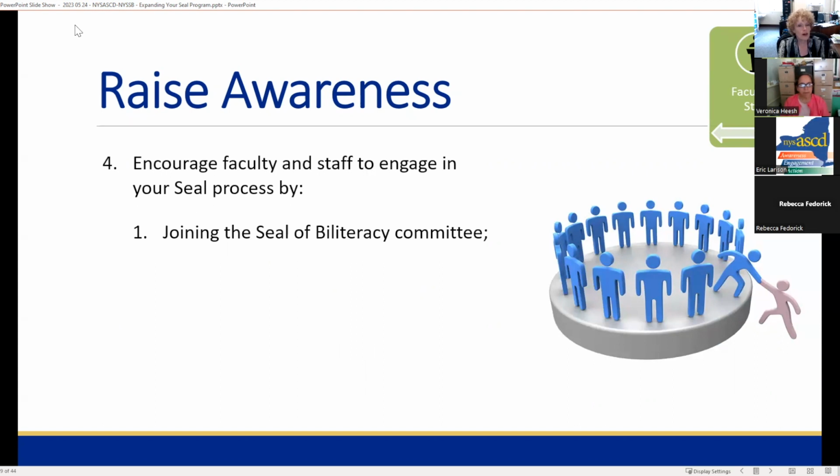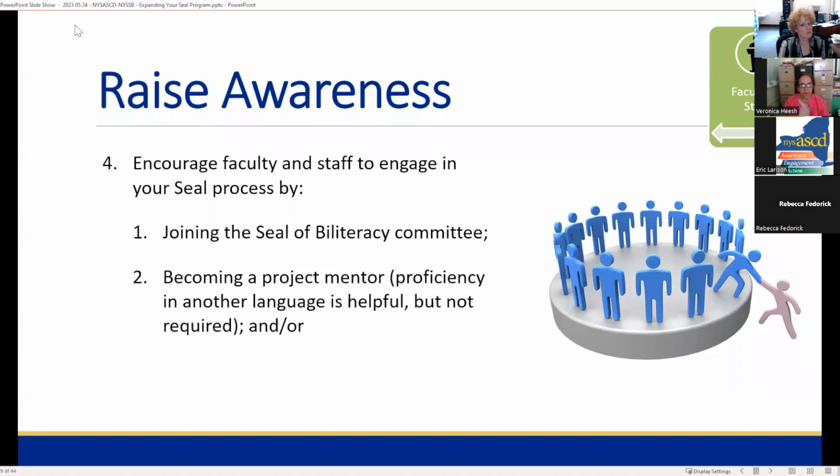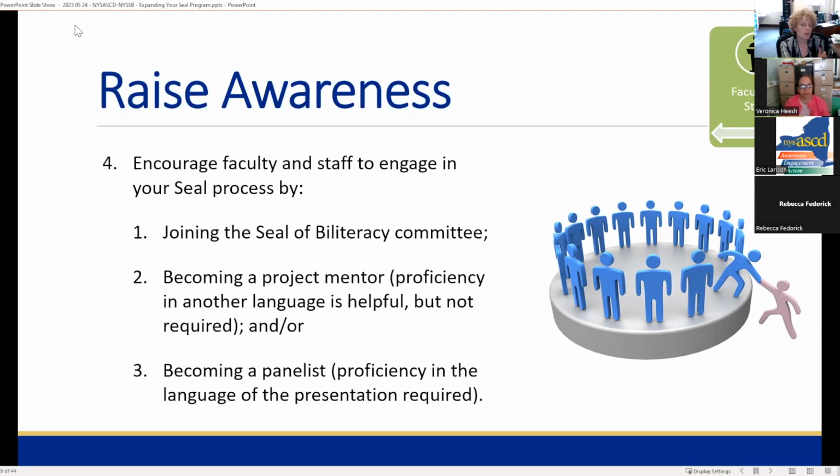You can then encourage your faculty and staff to engage in your Seal process, and they can do this in a variety of ways. They might join your Seal of Biliteracy committee. They could become a project mentor, and we'll talk about the culminating projects a little bit later. Keep in mind that while proficiency in another language is not a requirement to be a project mentor, it definitely is helpful to be able to assist the student as they are developing text in another language. Another way in which faculty and staff could engage in your Seal process is by becoming a panelist. And here is where proficiency in the language of the presentation is required.